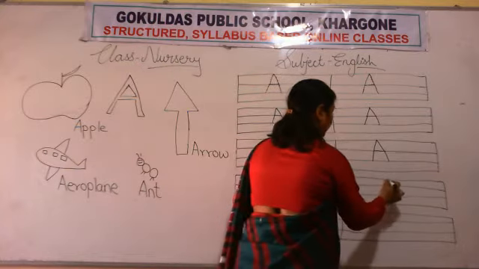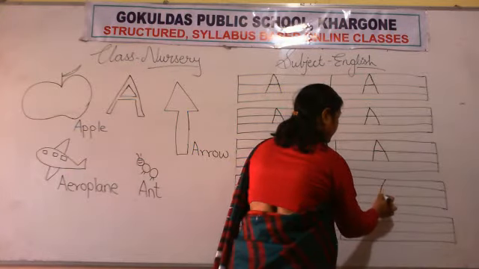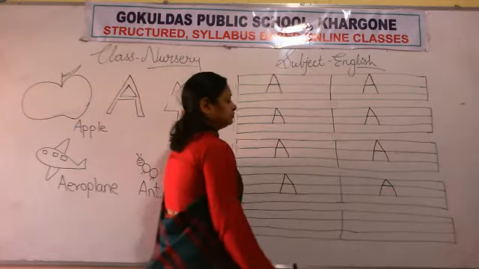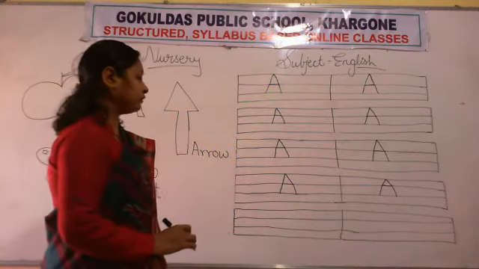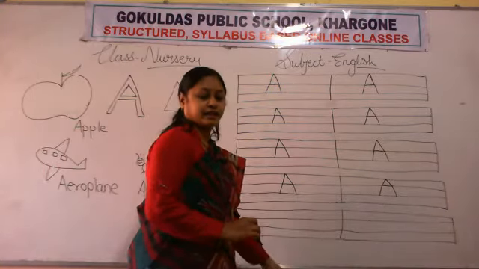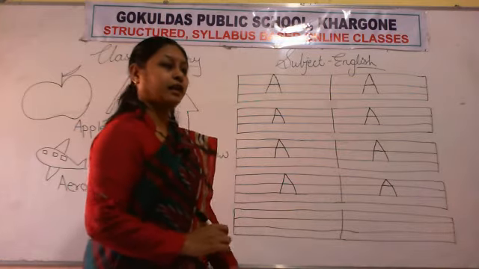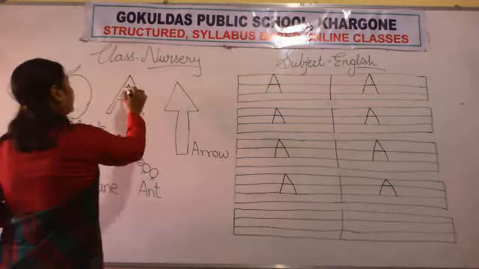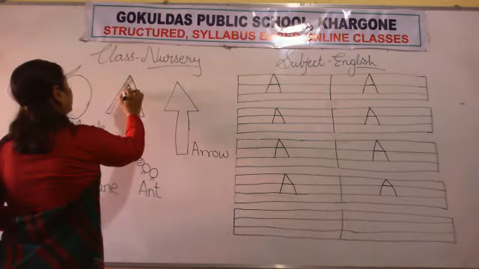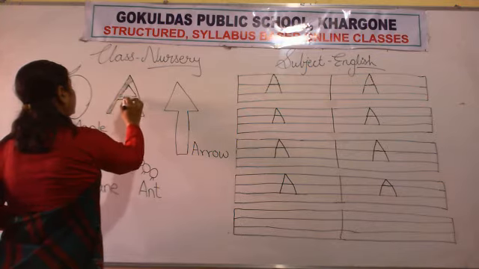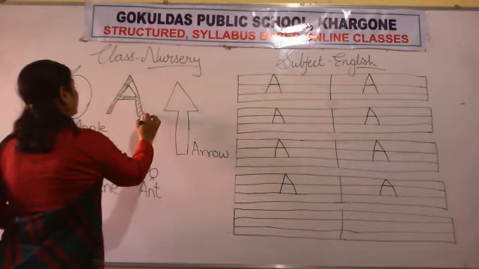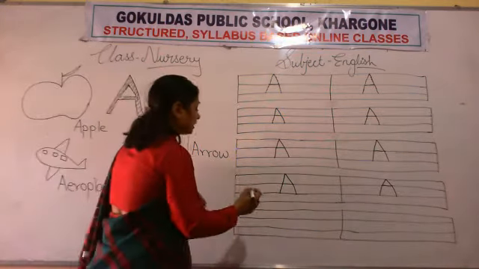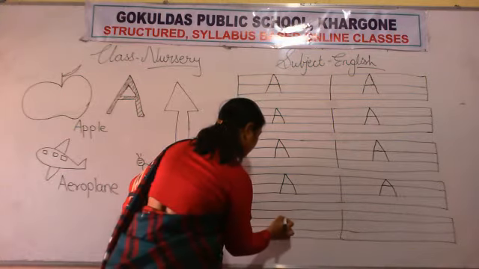Okay. Again, slanting line, and then sleeping line. So which letter will form? Letter A. Which letter will form? Letter A. What you have to do? You have to color all the pictures and you have to color letter A also. Okay, you have to color letter A also. So which letter will form? Letter A. Which letter is this? Letter A.